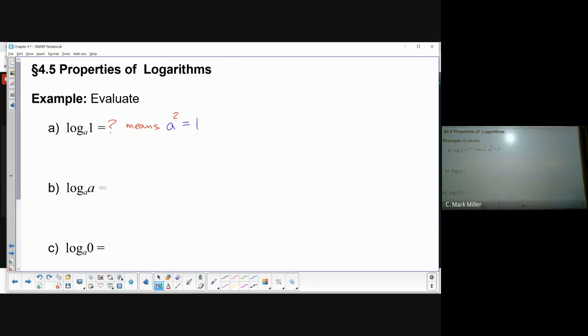0. Right? The only power you can raise a number that doesn't equal 1 to get 1 is 0. This means question mark equals 0. And so log base A of 1 is 0.